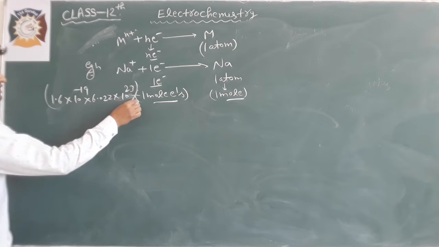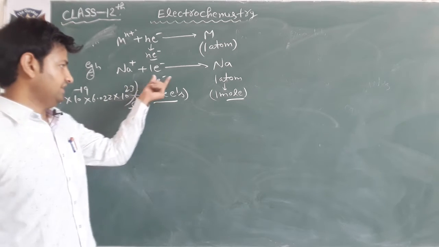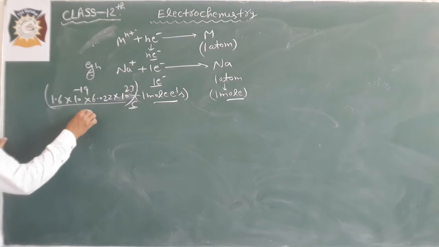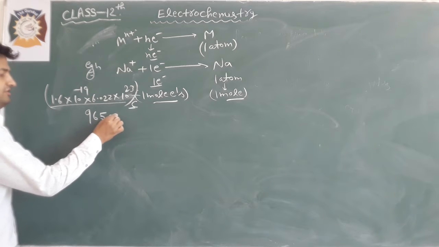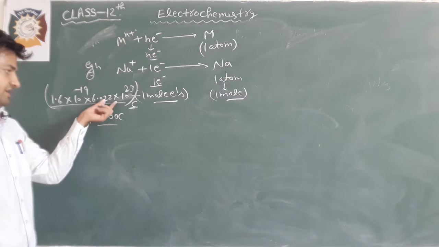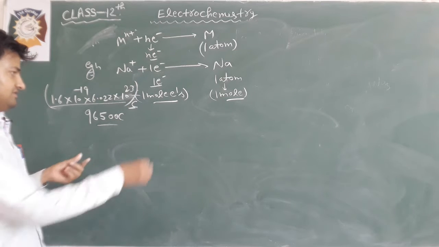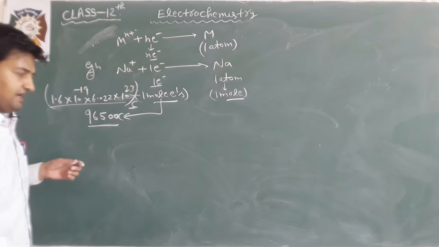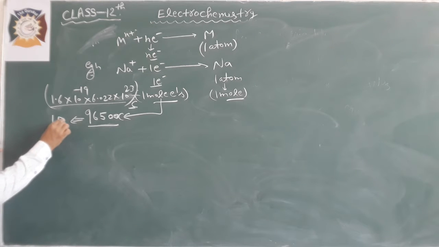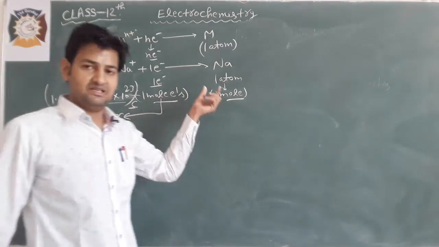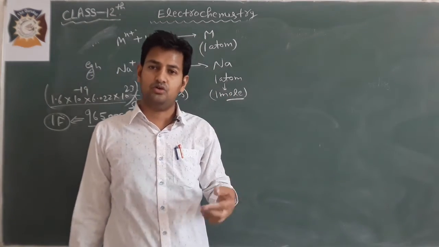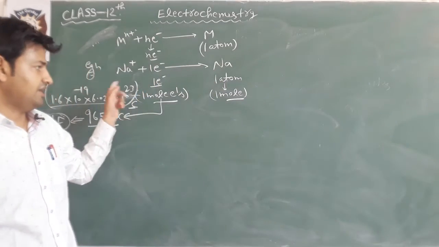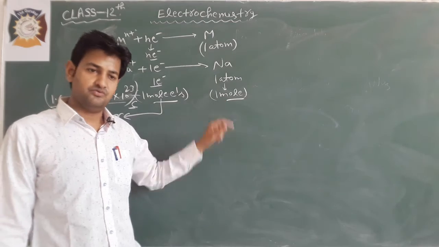So that many coulombs of charge are required for the deposition of 1 mole of sodium atoms. When we simplify it, it comes out to be 96500 coulomb. This charge, of 1 mole of electrons, is equal to 96500 coulomb, and it is also equal to 1 Faraday. So we can simply say that if 1 electron is required for deposition of 1 atom, then 1 Faraday is required for deposition of 1 mole of sodium.